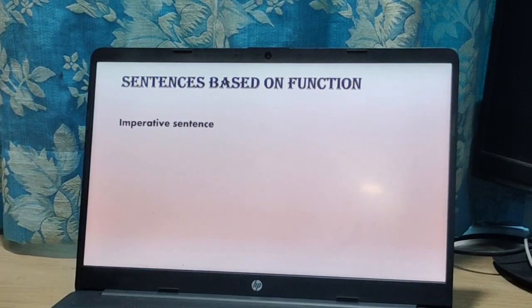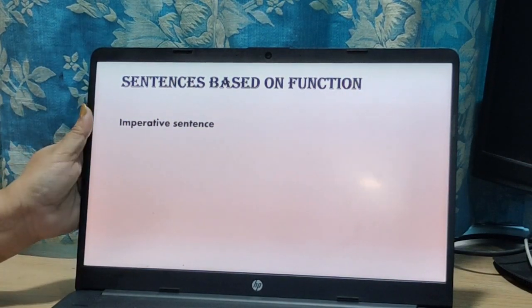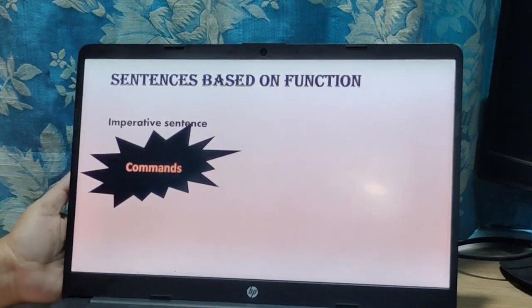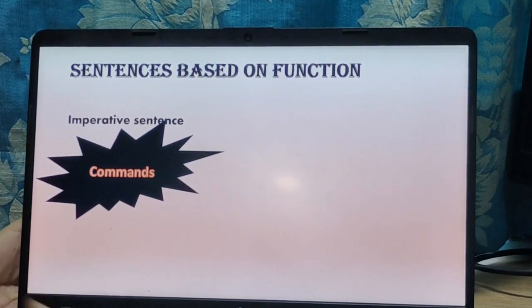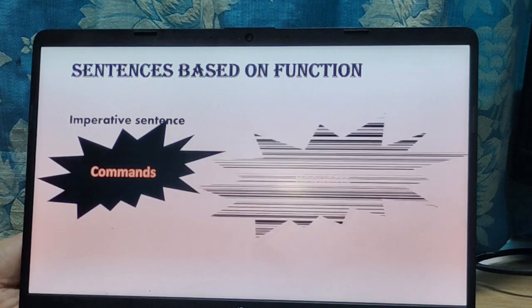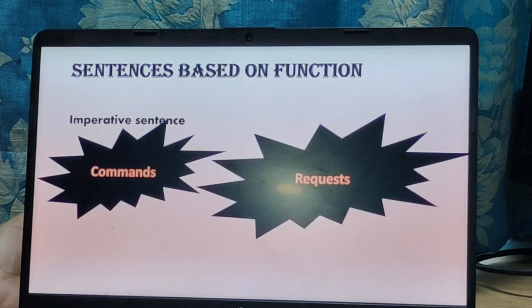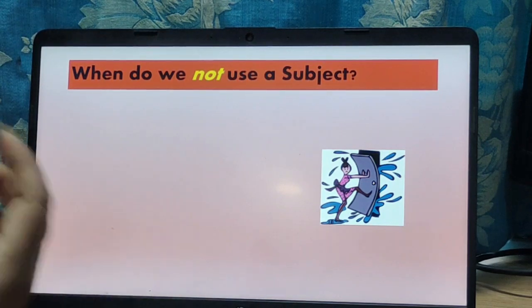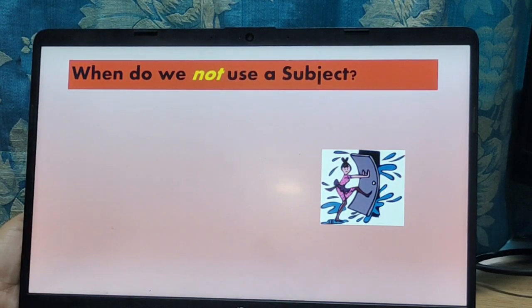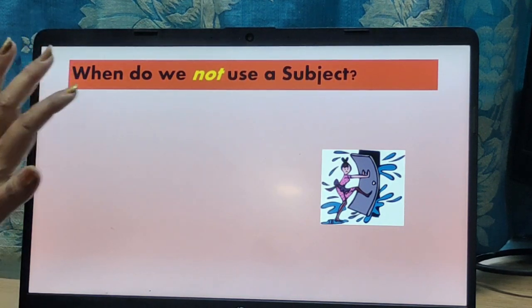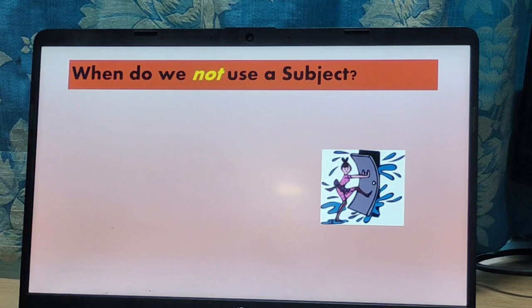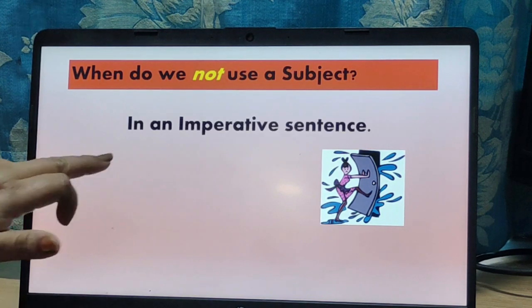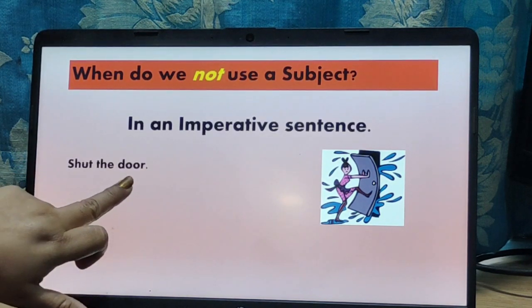So now let us come to the next type of sentence, which is an imperative sentence. An imperative sentence is very easy. Just remember, it talks about some commands or requests. That's the only thing about imperative sentences. And I'll show you something very peculiar about an imperative sentence: here we do not use a subject. Say for instance, shut the door.